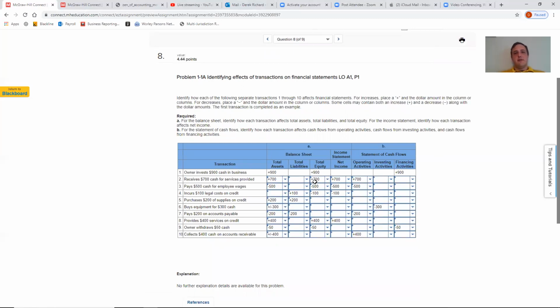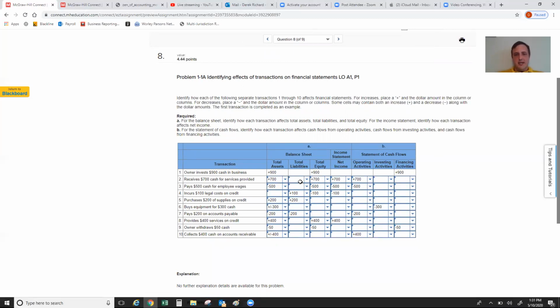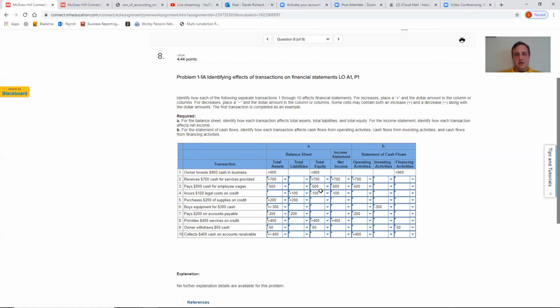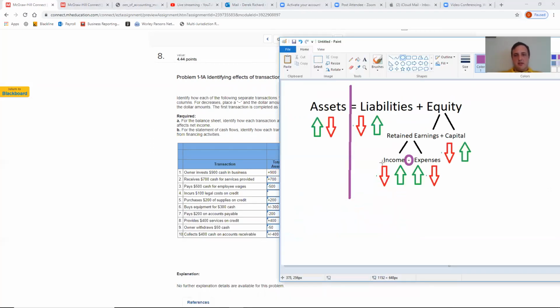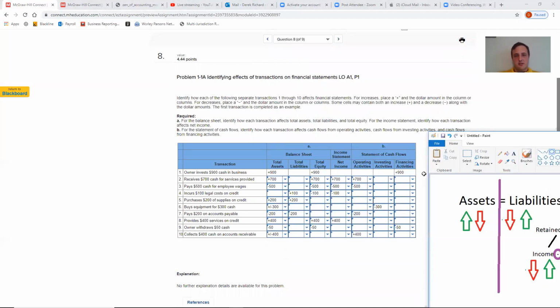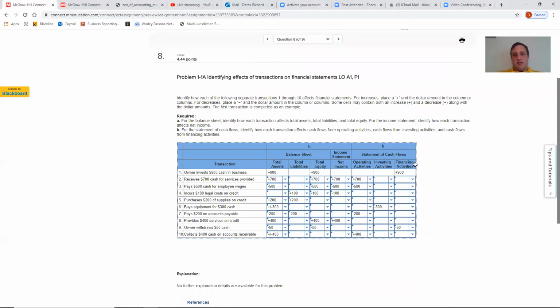Okay, so now we're identifying the effects. So again, we're going back to this, the assets, liabilities, and equity. So now there's also things that impact the income statement and the statement of cash flows. So the income statement is going to just be this side of it, the income and expenses. And then the cash flow statement is anything that impacts cash. We segregate those impacts by operating, investing, and financing.